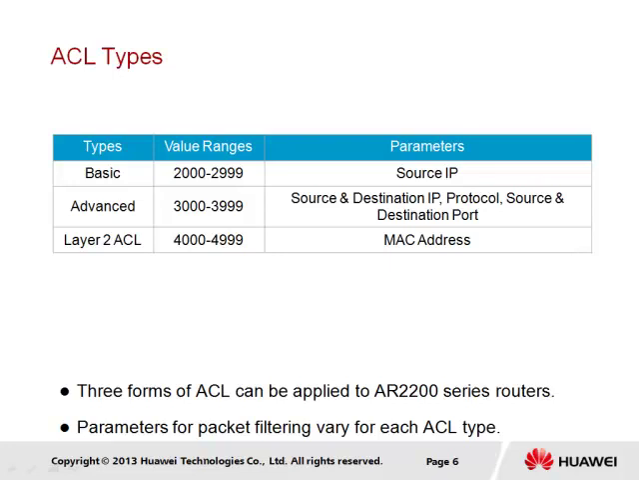Each access control list is able to filter based on certain parameters that will identify traffic and take the relevant action. As we can see, the basic access control list will only filter based on the source IP address, whilst advanced access control lists filter based on parameters including the source and destination IP addresses, protocol types, and source and destination port numbers. For layer 2 access control lists, filtering is performed based on the MAC addresses.